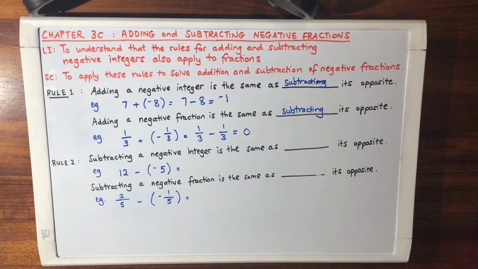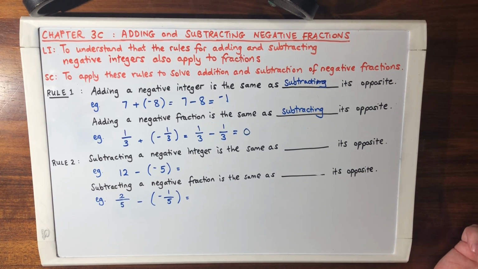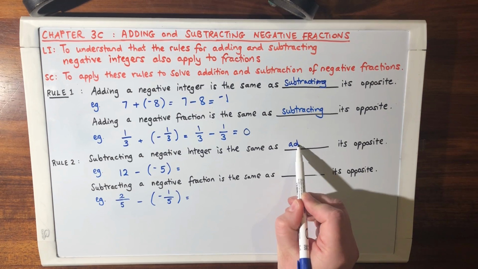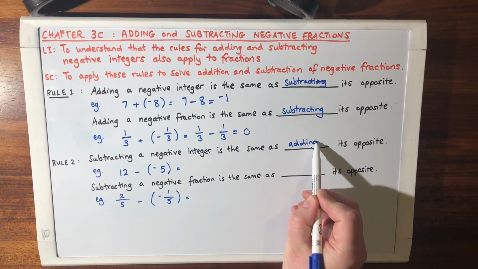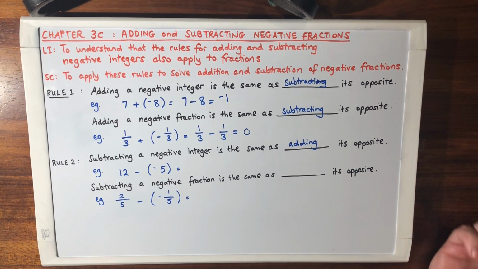Rule number 2. Subtracting a negative integer is the same as what? Its opposite. Have a look through your notes. We've done this before in Chapter 1. Subtracting a negative integer is the same as adding its opposite. So it's exactly the same as the rule number 1, just the opposite of that.